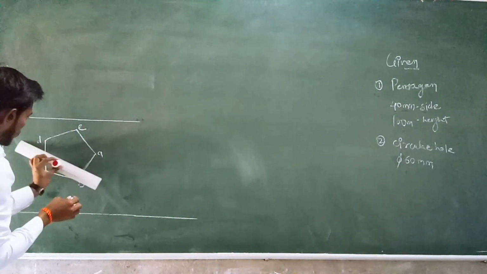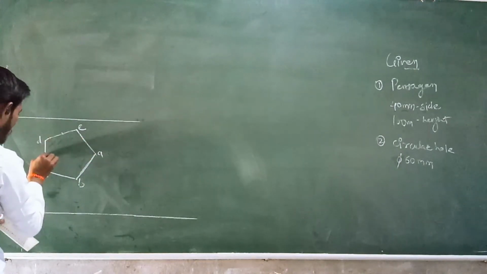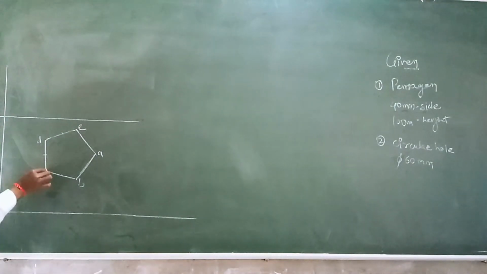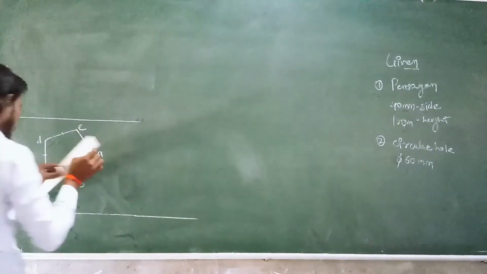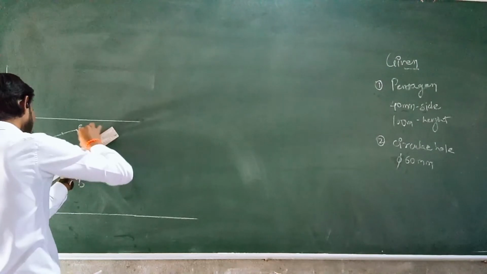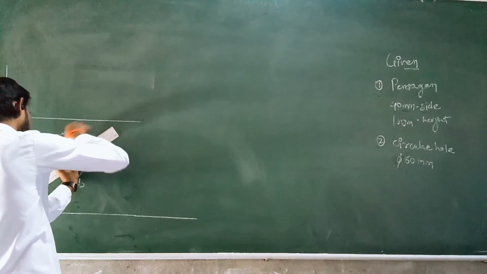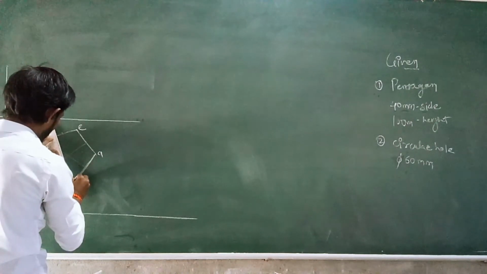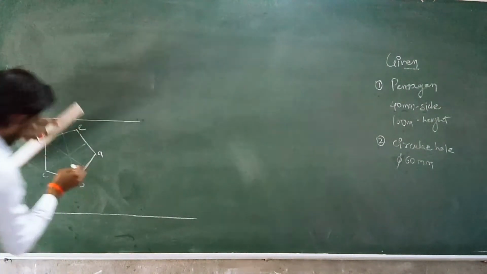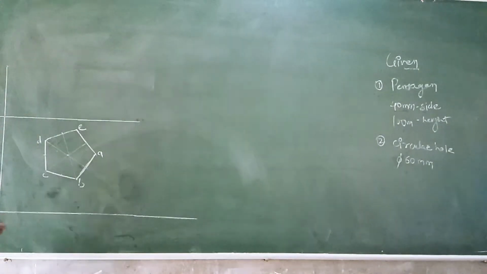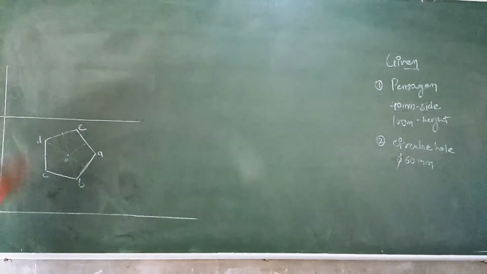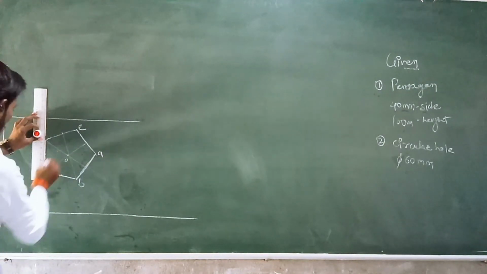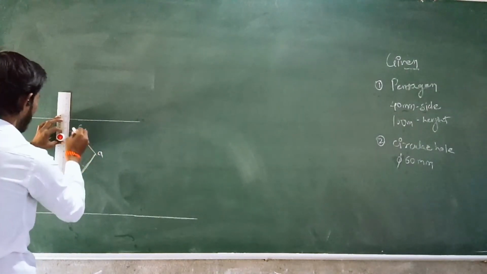Let's find out the center point of this pentagon. How to find the center point of the pentagon? Pass through one corner point and touch the midpoint of the opposite side. I am getting this as an end point. This is named O. Let's project all these points to the upside.